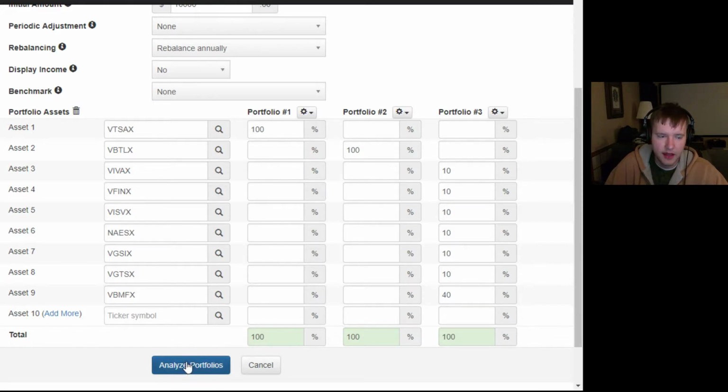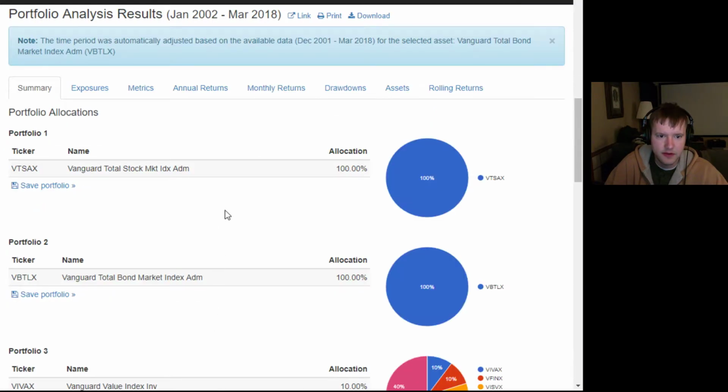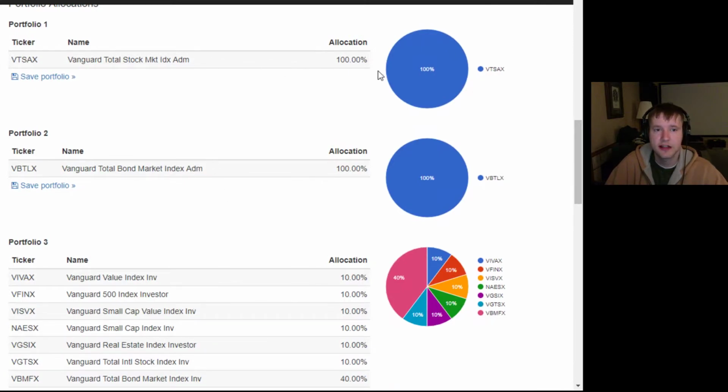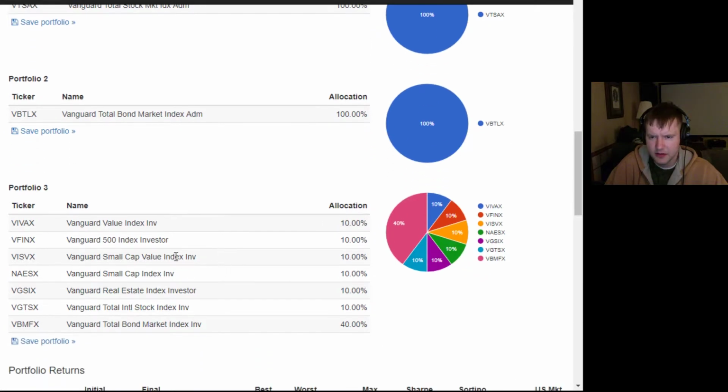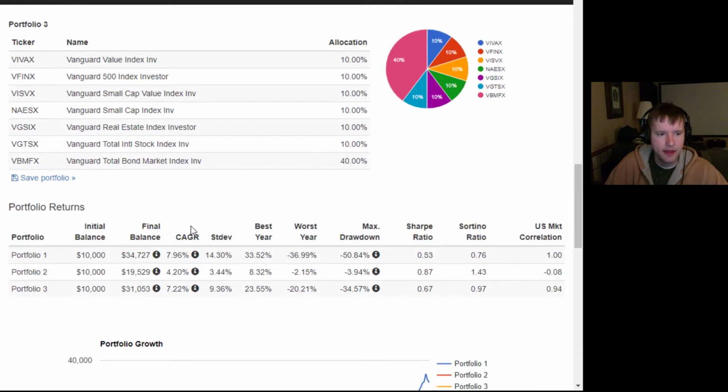And you can click Analyze Portfolios, right? So now it's going to show us our allocation for each of them. The first one is just the total stock market. Second one's the total bond market. And the third one is a bunch of stuff somebody said at a coffeehouse. And these are also all Vanguard funds, apparently. This guy likes Vanguard too. Yeah, Vanguard's pretty popular, turns out. And then it's going to give us the final results of these.